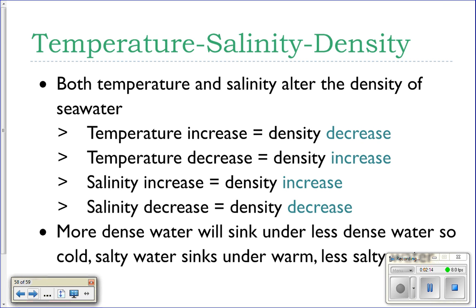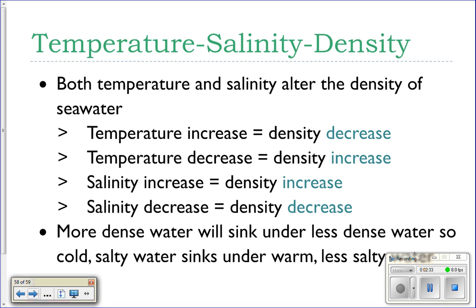So temperature, salinity, and density. Let's tie all of these things together. Temperature and salinity can alter the density of the seawater. As the temperature increases, that's going to decrease density because the molecules are going to move away from each other, which is going to increase the volume and decrease the density.